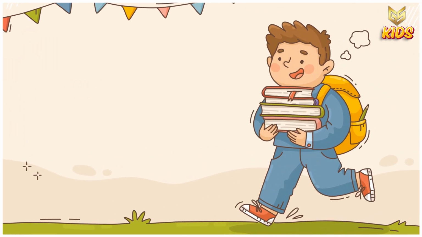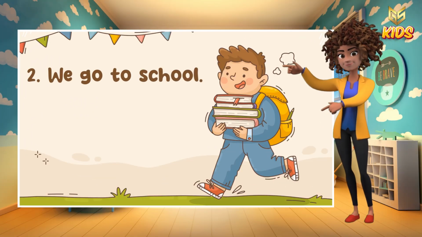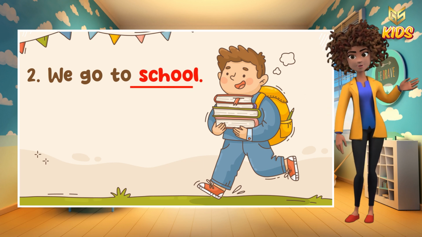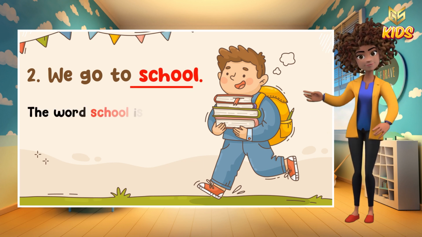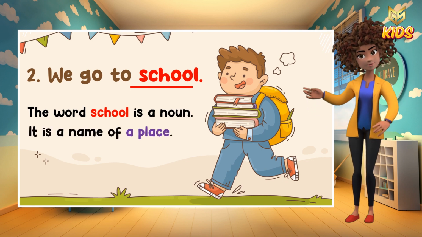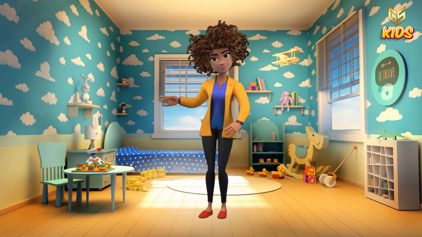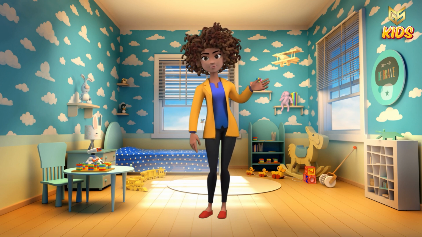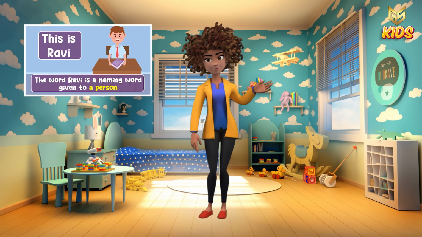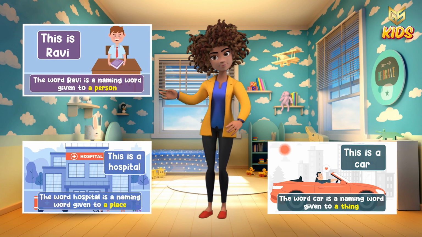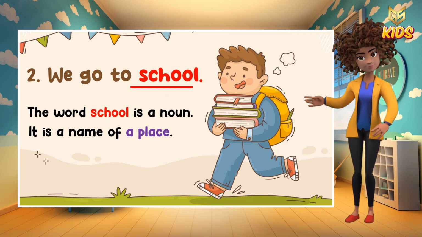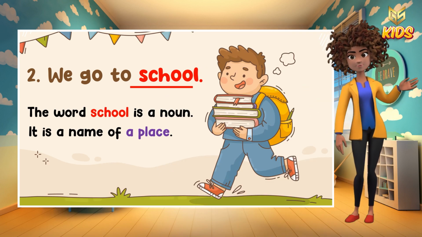The next one is, we go to school. Now tell me, where is noun here? Yes, school is the noun. The word school is a noun because it is the name of a place. Now, as I have told you previously that the noun is a naming word given to a person, a place, a thing and animals. So here, a place name is school. So here, school is the noun.